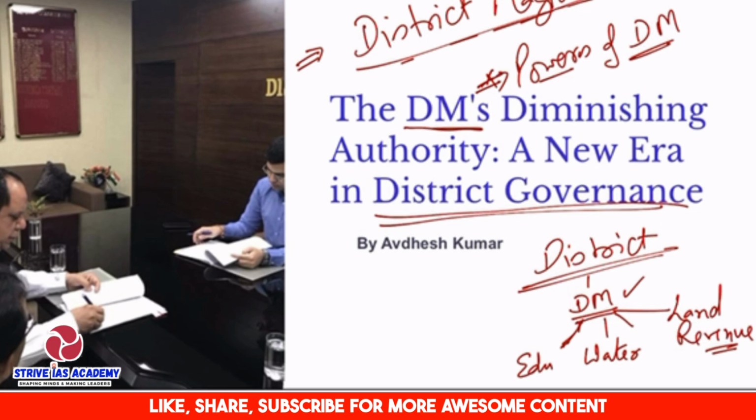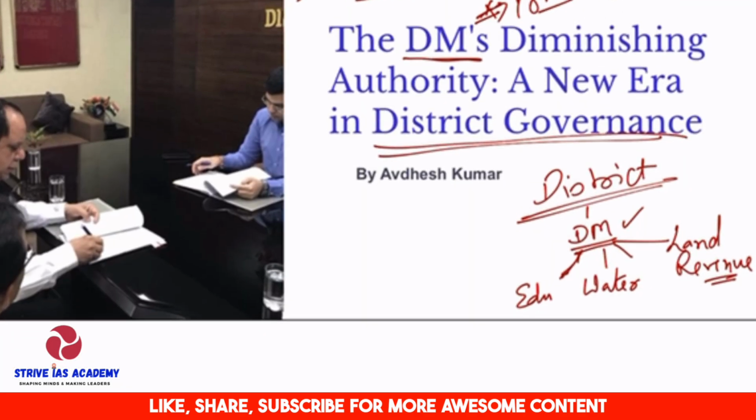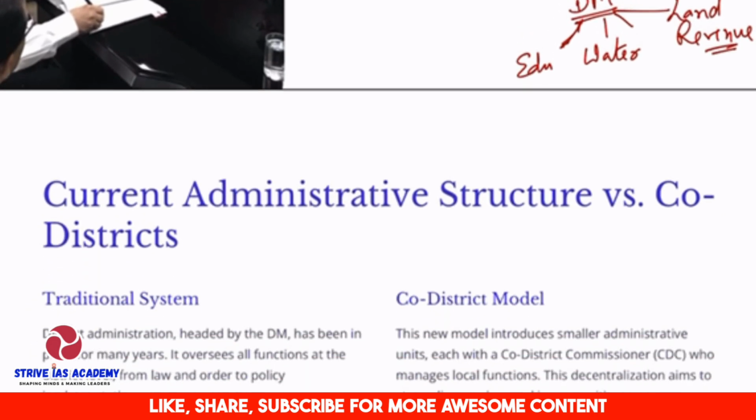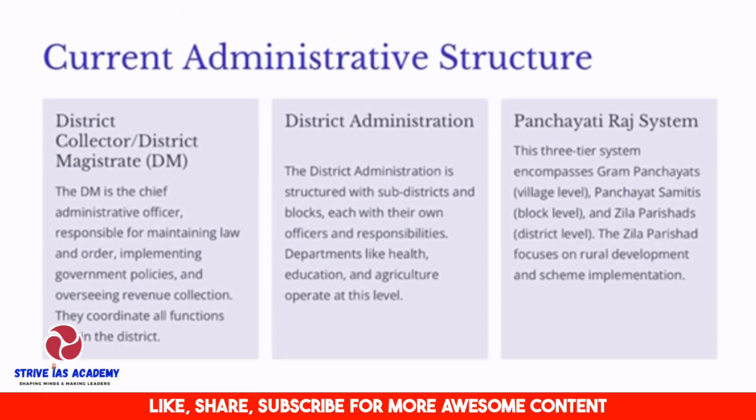But what actually has been done, we will discuss later. What we should focus on now is the current administrative structure. The district collector or district magistrate, the DM, is the head. He is the chief administrative officer of the district. He is responsible for maintaining law and order, implementing the government policies, and collecting revenue. So this is the power of the DM. Currently he is the head of all the departments falling within the jurisdiction of the district.